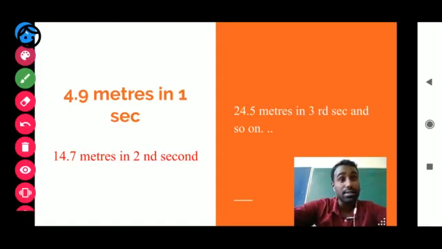Could you please say if this is called uniform motion? No, because it does not cover equal distances here. First second 4.9 meters, next second, see the difference, 14.7 meters, and the next one 24.5 meters. So this is the case for non-uniform speed, a non-uniform motion example.